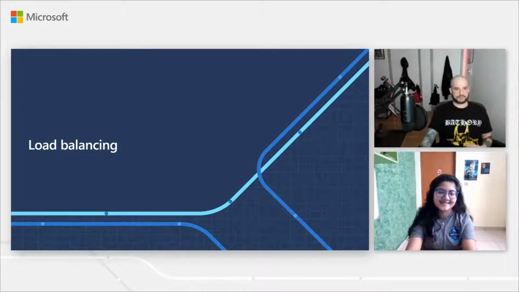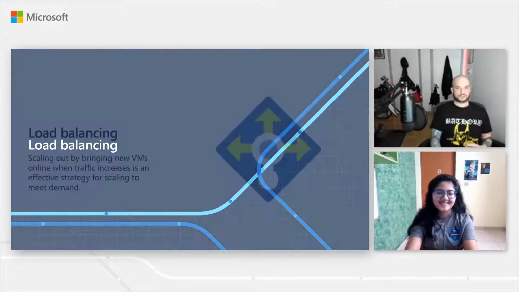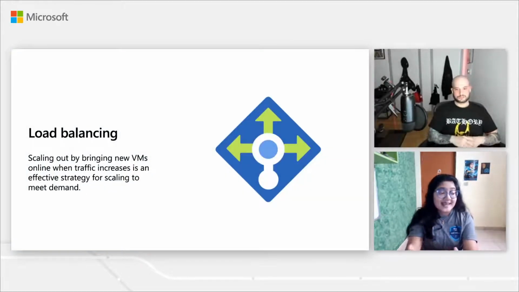What do you say, Dwitrisha? Absolutely. So scaling out by bringing new virtual machines online when traffic increases is an effective strategy for scaling to meet demand. The fact that virtual machines can be provisioned quickly is essential to achieving elasticity. But bringing additional servers online isn't helpful unless the traffic is distributed between those servers. Overall, this helps the system handle the increased load.